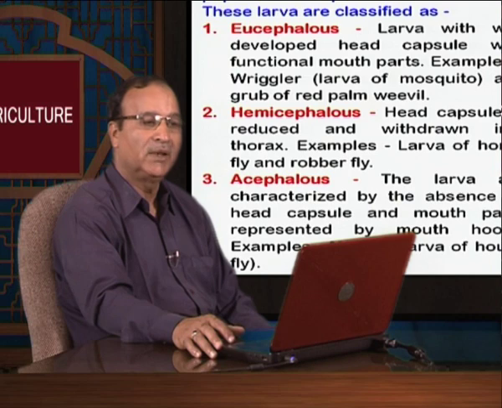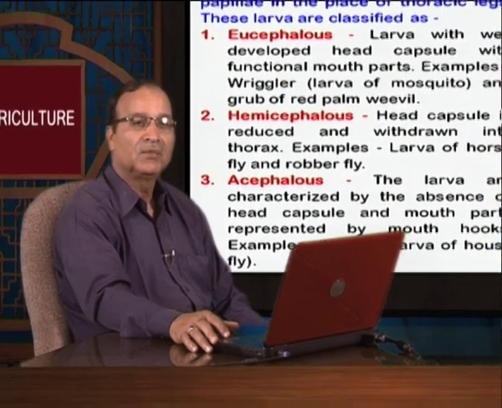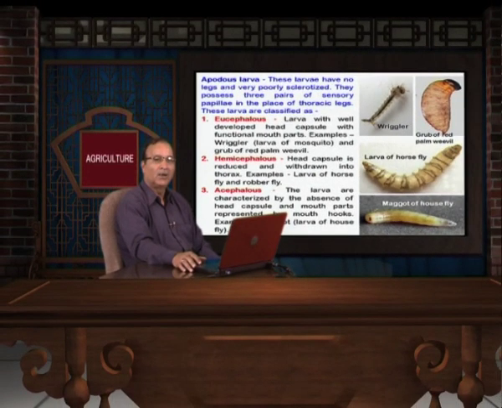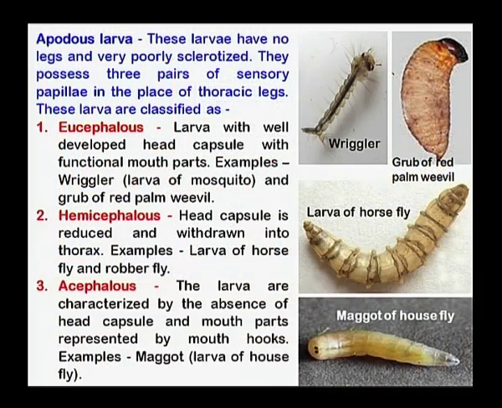Another type of larva is apodous larva. Apodous means without legs. A means absent, poda means legs. So, larva or larvae without legs are known as apodous larva or larvae, and this may be further classified into eucephalous, hemicephalous and acephalous type of larva. With regard to the eucephalous type of larva, this type of larva has a well developed head capsule and functional mouth parts, and the examples include the larva of a mosquito.